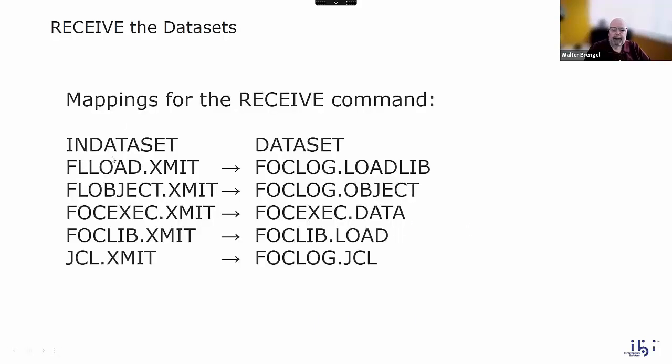So of the 6 files, your 1, 2, 3, 4, 5. Of the 5, we got FL load goes to FOCLOG load lib. FL object goes to FOCLOG object. And these are just suggested mapping names. You can call it whatever you want. Just make sure you keep track of the names that you're using, because in the last one, in the JCL, there's a job that you're going to have to run, which then brings everything together.